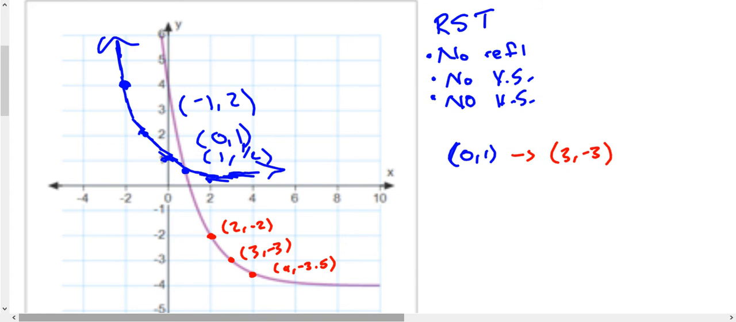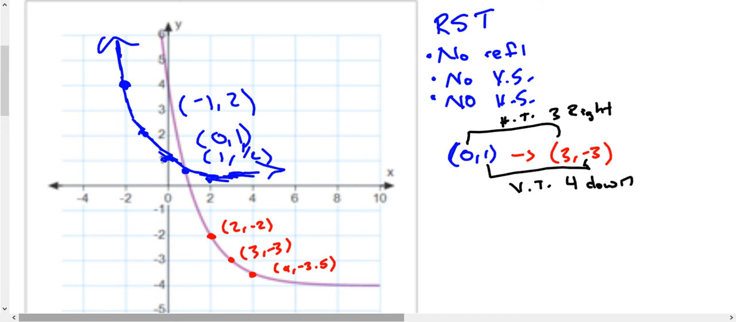Well, we definitely had some sort of horizontal movement. So from 0 to 3, this is a horizontal translation, and we went 3 to the right. On our y values, we're going from 1 to negative 3. And so that's a vertical translation because our number changed. It's going to be a vertical translation of 4 units down.